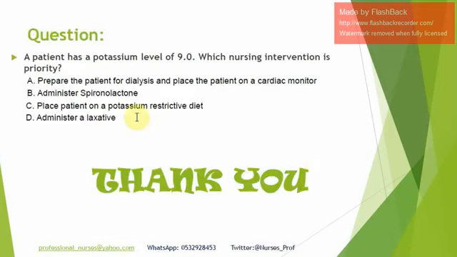At the end of this video, I need you to write an answer to this question in the comments below this video. If a patient has a potassium level of 9, which nursing intervention is the priority? Remember the word priority. A. Prepare the patient for dialysis and place the patient on a cardiac monitor. B. Administer spironolactone or Aldactone. C. Place the patient on a potassium restrictive diet. D. Administer a laxative. I'm waiting for your answer.